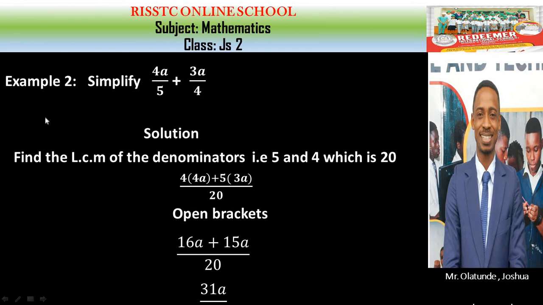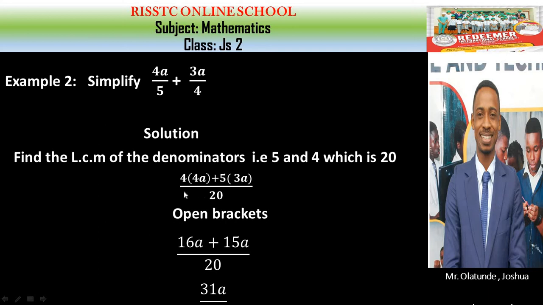Now let's have one more example on addition of algebraic fractions. Simplify 4a over 5 plus 3a over 4. Solution. The first step is find the LCM of the denominators 5 and 4, which is 20. Our LCM here is 20. You write your 20 at the bottom here.